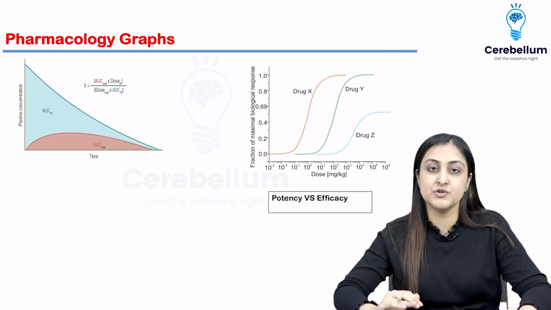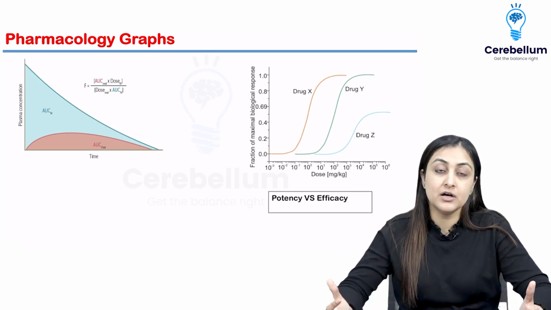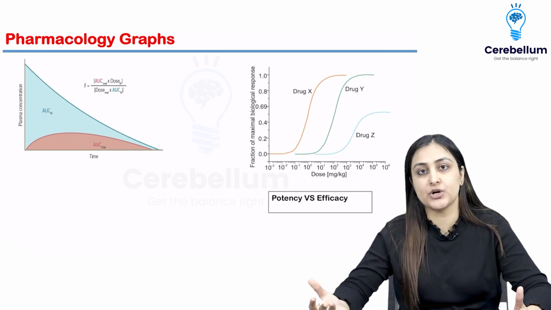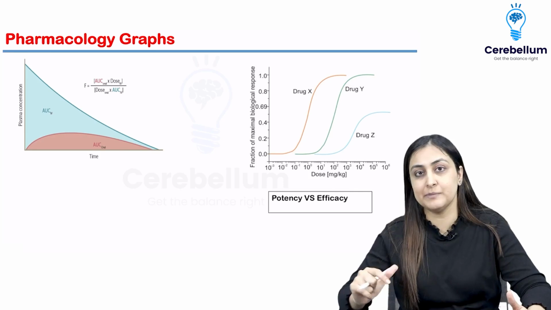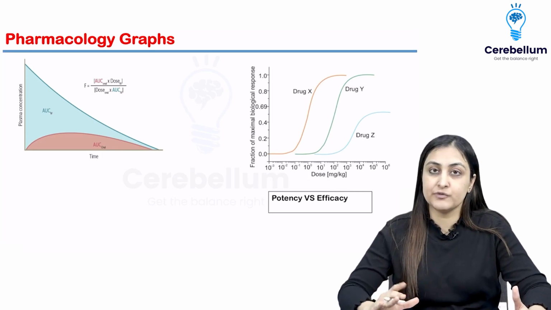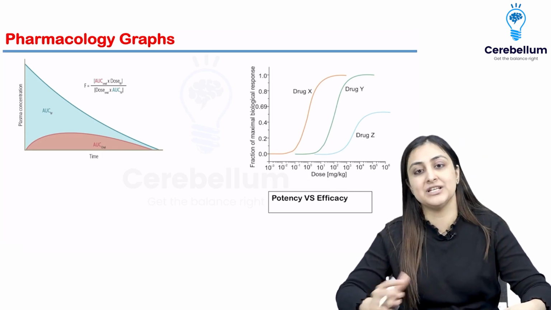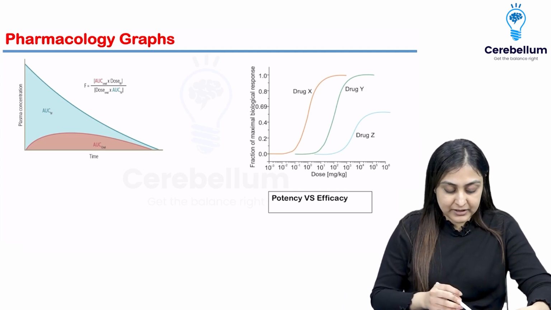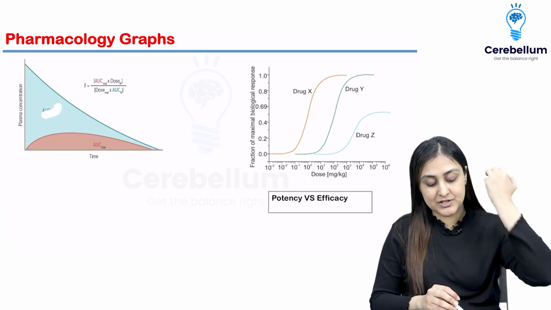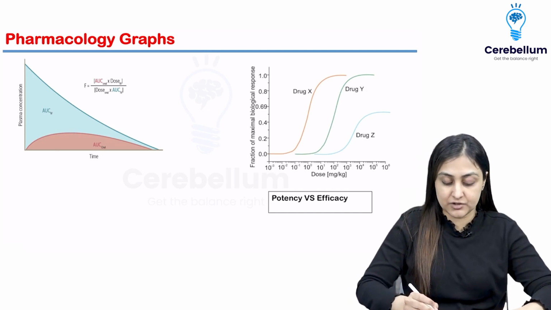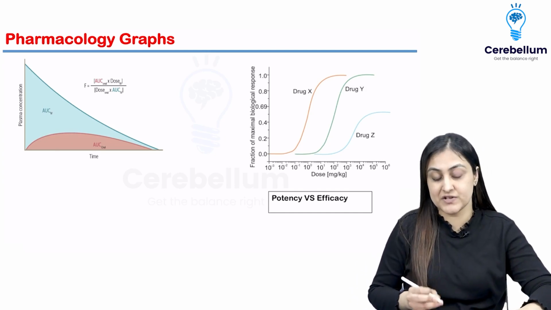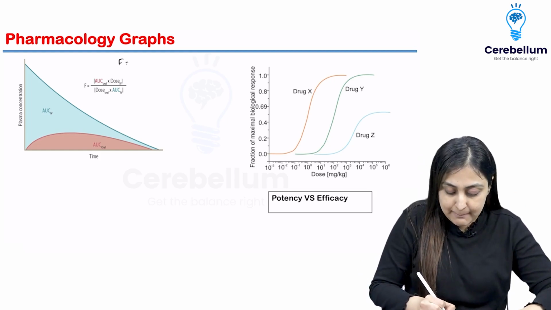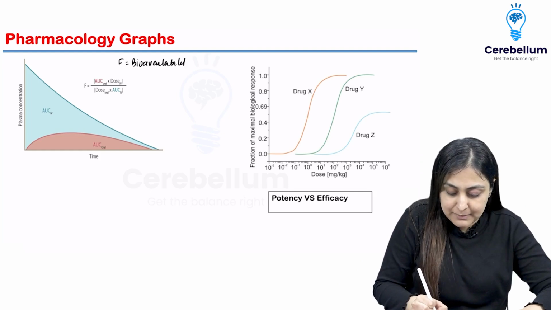A lot of images, graph based questions and a few numerical based questions can also come from here. So I've tried to cover that in the very beginning so that you are confident, especially for students who are appearing for NEET and INICET. This is more important. Okay, so here you get a graph about concentration and time, and they ask you what would be the area under the curve. So area under the curve is what represents F. F means bioavailability. So bioavailability is basically described by the area under the curve. That is very, very important.